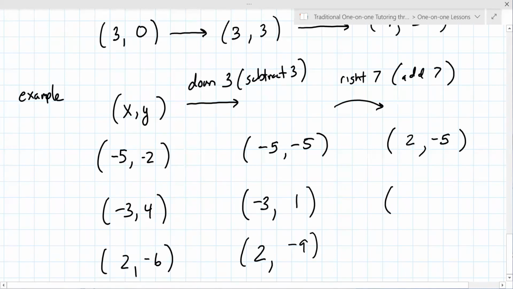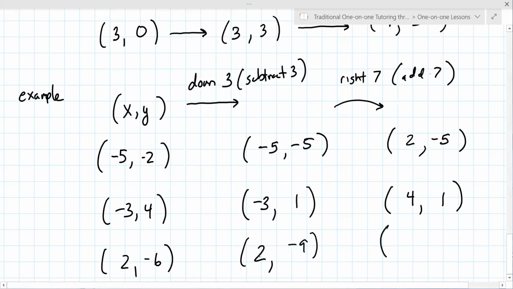Okay. Now let's do the next one. -3, we're adding 7, right? Yes, because we're going right 7. -3 plus 7 is 4. And then you keep the Y value.